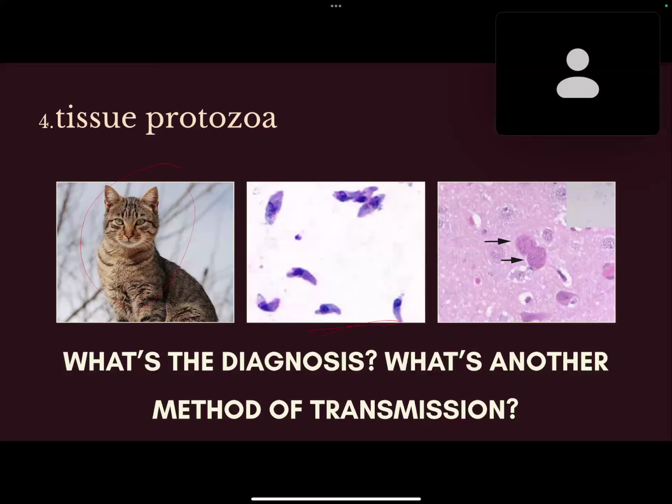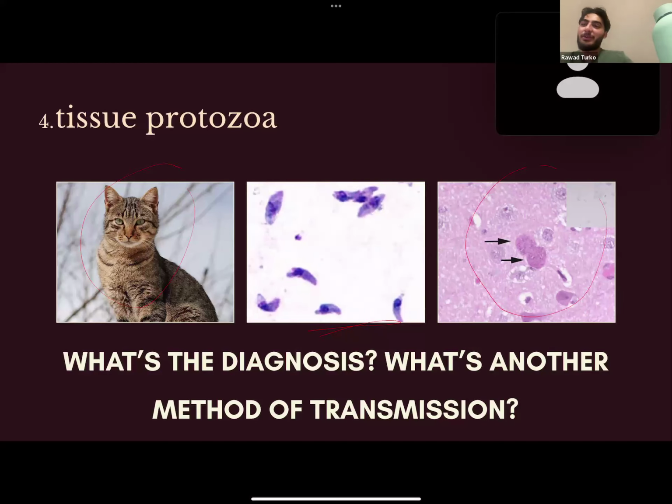Is it a tachyzoite? Tachyzoite. Exactly. Yes. And what about this? The tissue cysts. Bradyzoites. Bradyzoites. Exactly. Bradyzoites. Perfect. Great job, guys.